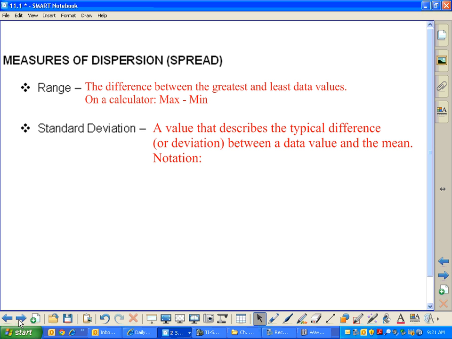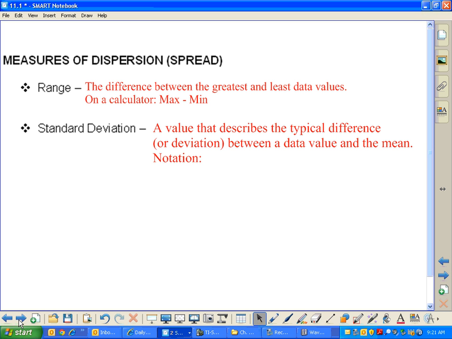On a calculator, your calculator doesn't say, hey, range is this. You actually usually have to do a little bit of work to find that. Your range, quite simply, is found by taking your max minus your min. So whatever your calculator outputs for the max, minus whatever your calculator outputs for the min.